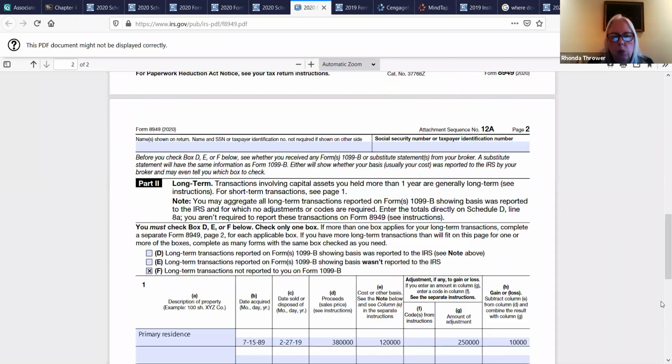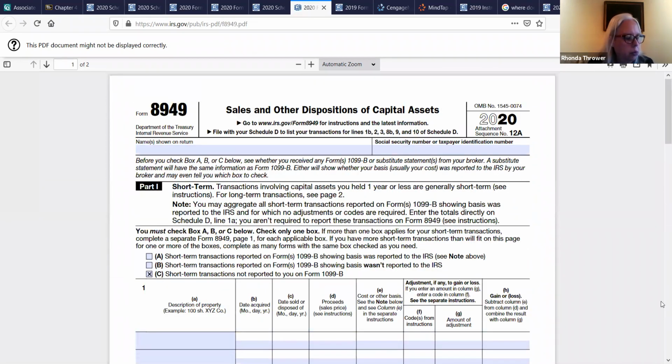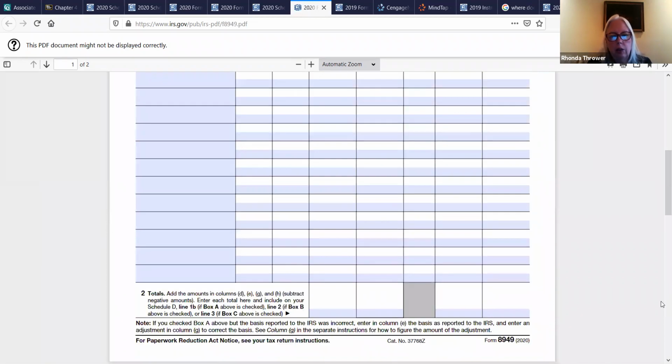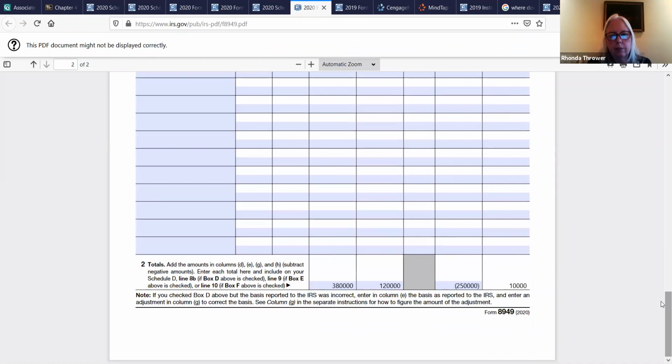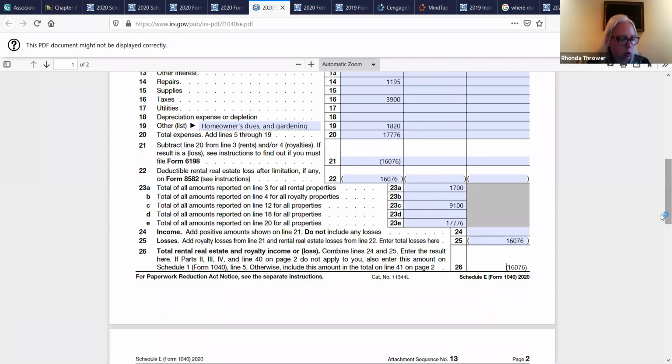And I'm looking at form 8949. And the only thing that we had showing was the primary residence. And that totaled everything off for that form. So that's been completed. And then we did a supplemental income and loss, which is Schedule E, which we finished.